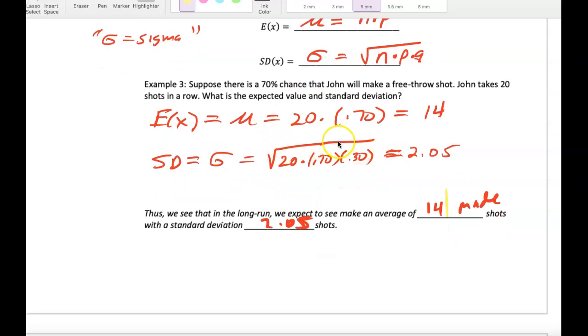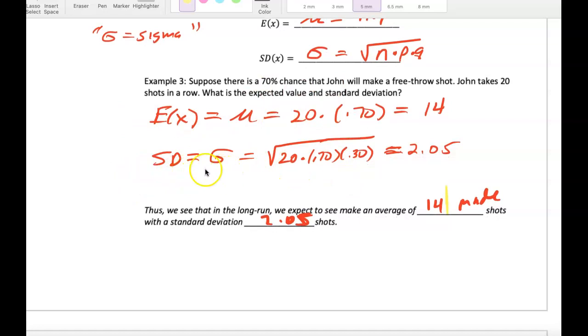You can see the simple calculation: 20 times 0.70 is 14. We expect him to make 14 out of 20 every time he shoots 20. That doesn't mean he will; it's just our expectation, or the mean number that would occur over the long run. The standard deviation would be about 2.05. So we expect him to make between 12 and 16 shots based on that standard deviation.